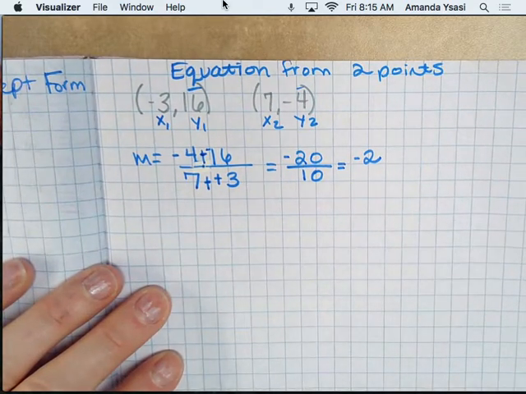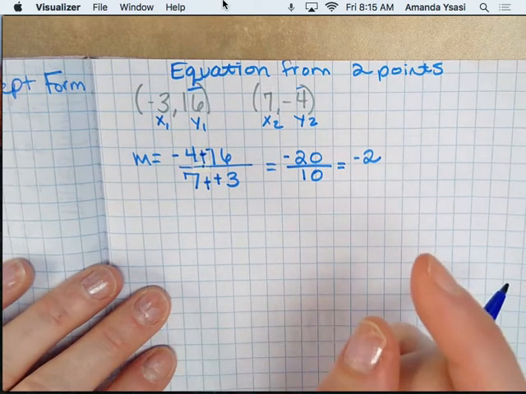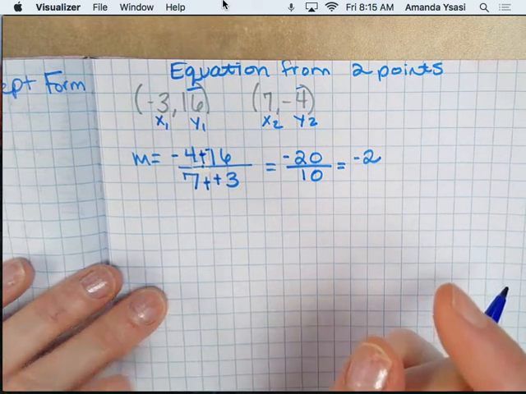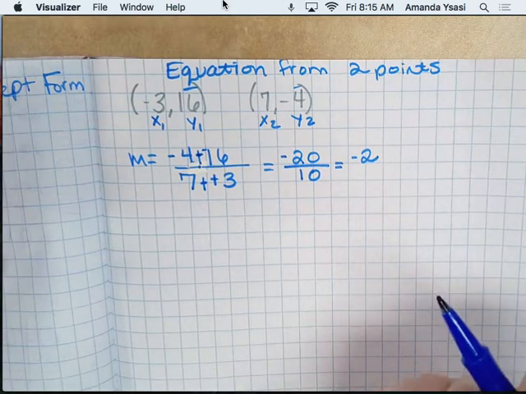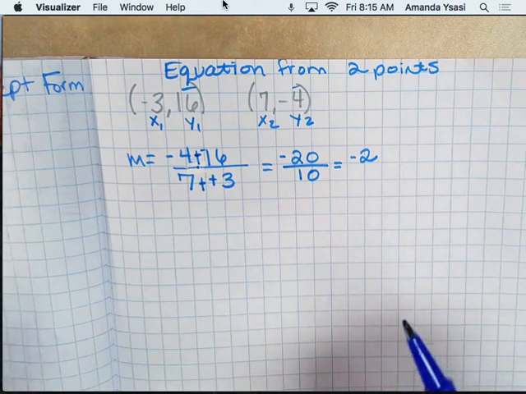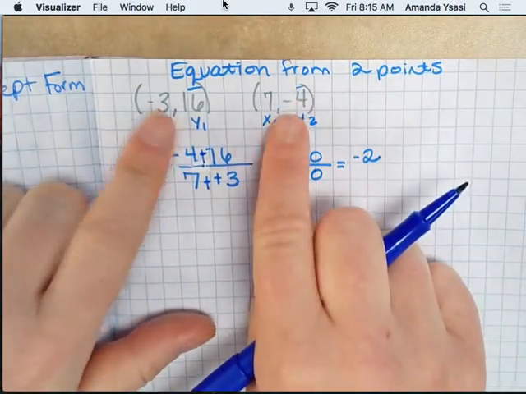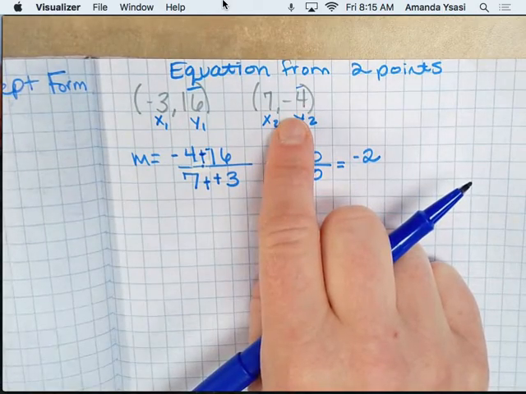So then you can choose any of the two points. You can choose this one or this one. I would probably use the one that has the smaller numbers, or if there's one that has both positive, I would use that. So it's up to you which one you want to use. Which one do y'all think we should use? Second one, because we don't have a big number there.